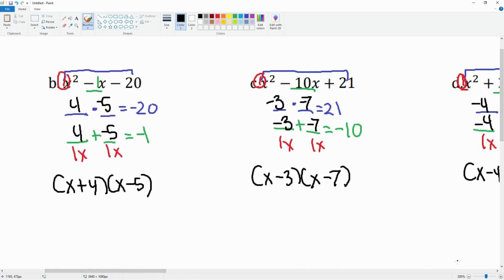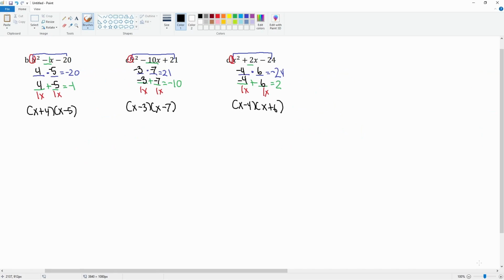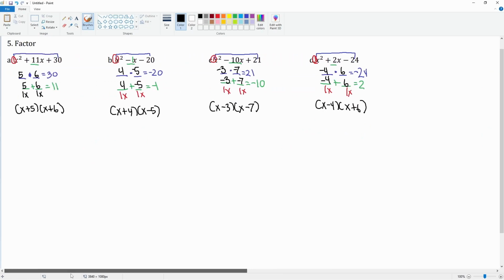There is something very interesting about all these problems. Notice that there is no simplifying step because the a value is equal to 1. Dividing by 1x to all the terms at the end does not change the factors.